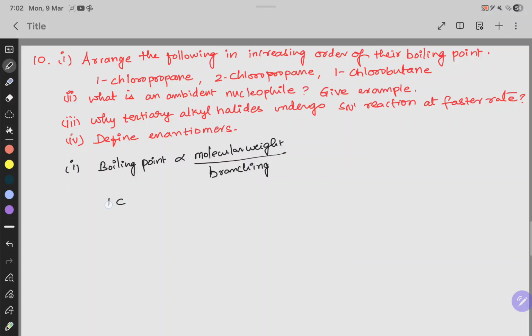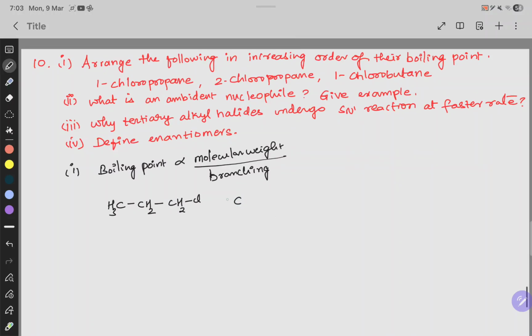1-chloropropane, propane means 3 carbons, and at the first carbon there is a chlorine group: CH3CH2CH2Cl. This is 1-chloropropane, and here 2-chloropropane. 2-chloro means chlorine is attached at the second carbon. Here first carbon, this is second, here CH3, and here 1-chlorobutane means 4 carbons, CH3CH2CH2CH2 and first carbon Cl, right? So if you take the molecular weight, here 3 carbons, 3 carbons, and here 4 carbons, so this will be the highest boiling point, obviously.